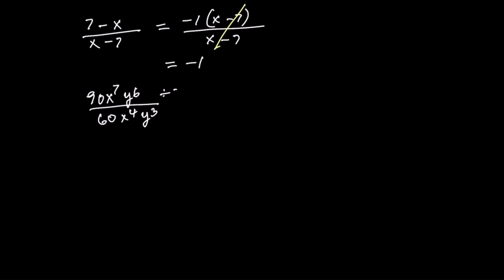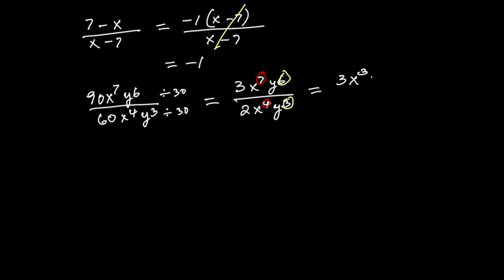90 and 60 can both be divided by 30. 90 divided by 30 equals 3. 60 divided by 30 is 2. Now we have 3x to the 7th y to the 6th over 2x to the 4th y to the 3rd. For the variables, 7 minus 4 is 3. 6 minus 3 is 3. So the final answer is 3x cubed y cubed over 2.